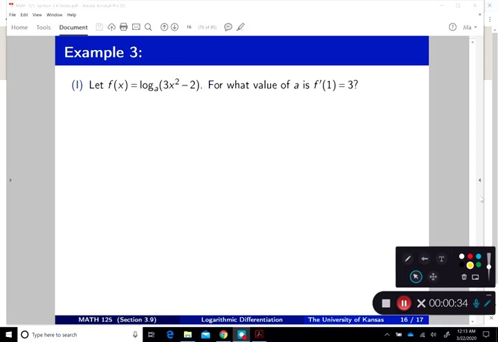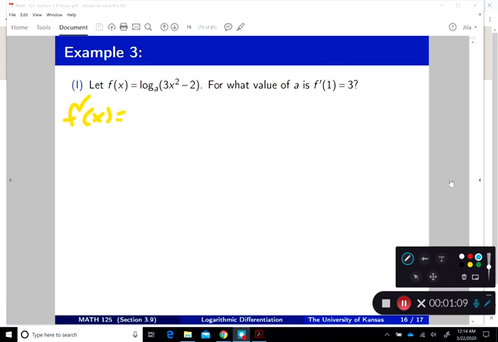And so this question is asking for f of x equal to log base A of 3x squared minus 2, find the value of A, where f prime of 1 is equal to 3. Now, how do I do this? First, I have to take the derivative. I have to find the f prime of x. And then I have to plug in 1 and then set it equal to 3.